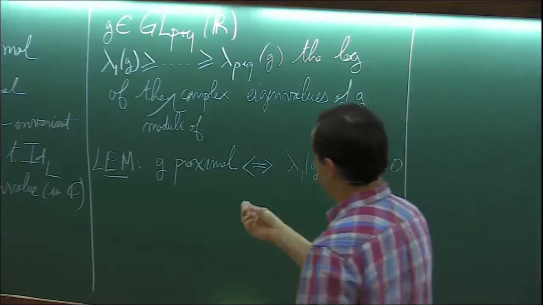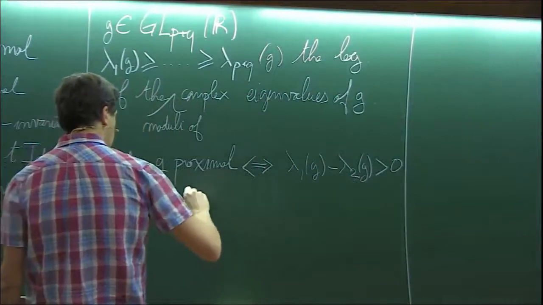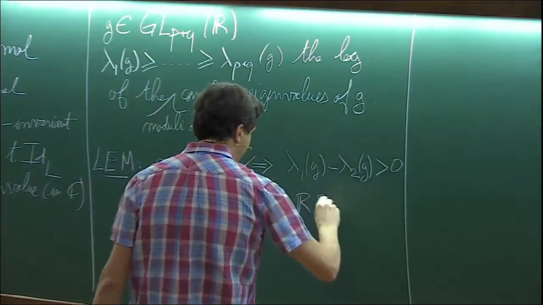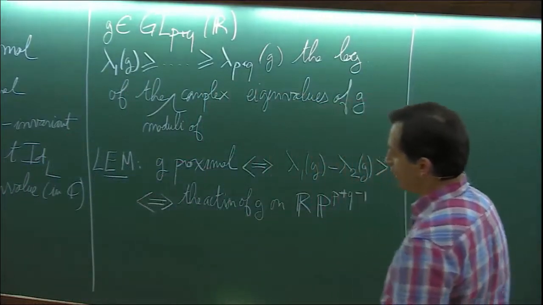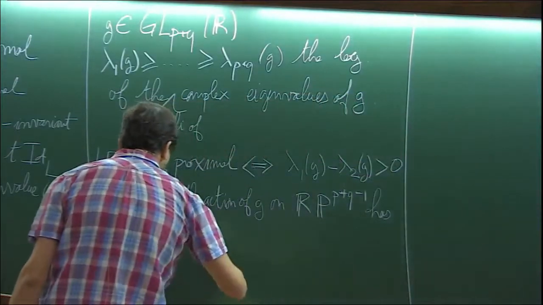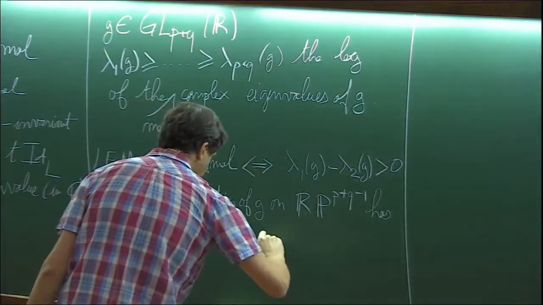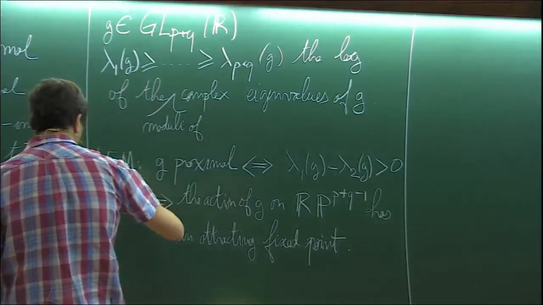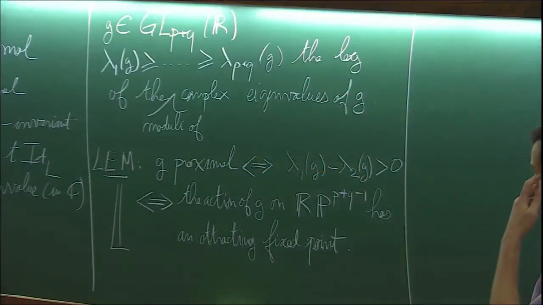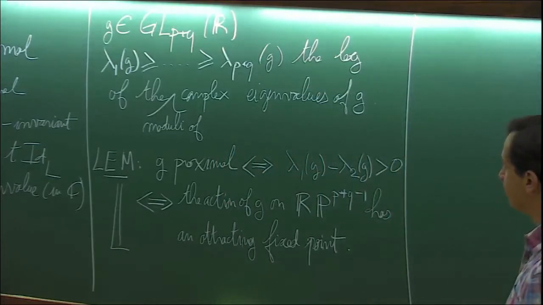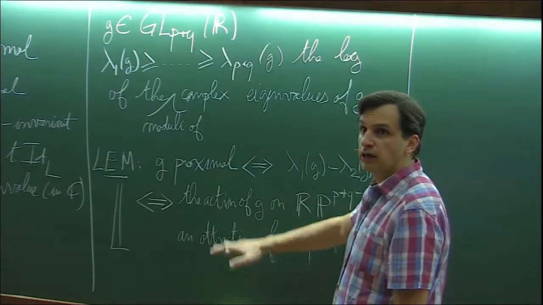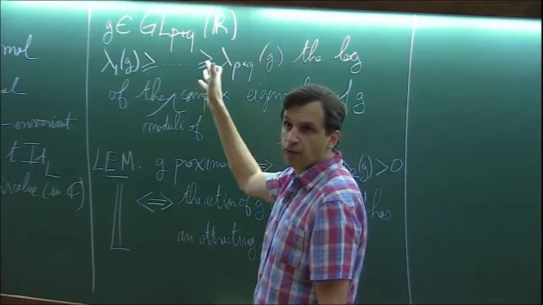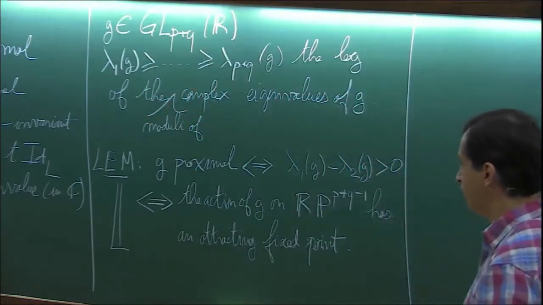And another characterization that may be useful is also to say that the action of G on the projective space has an attracting fixed point. And those equivalences are not really difficult to show. I mean, you just put G in its Jordan normal form and calculate using this.